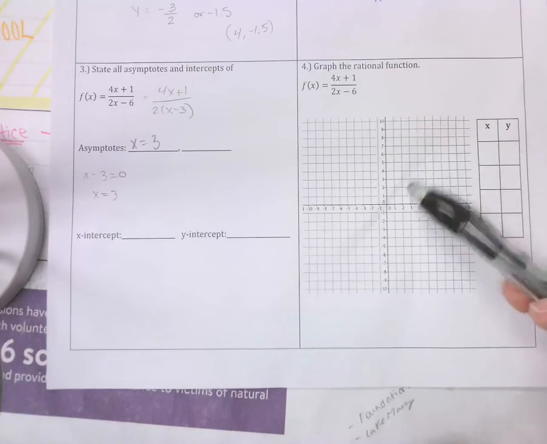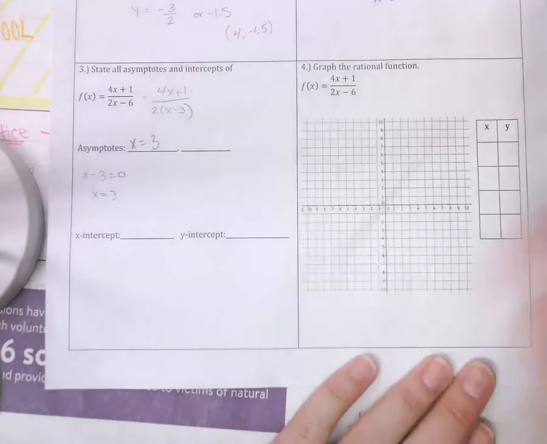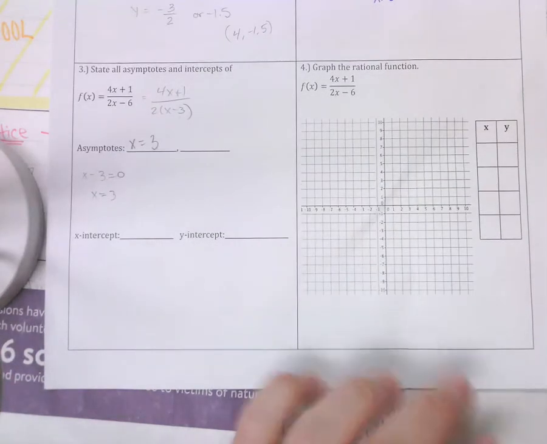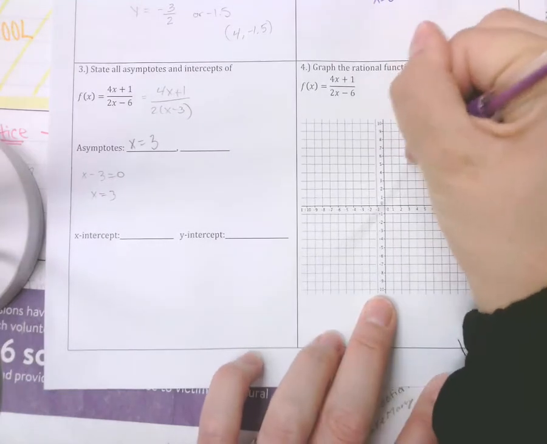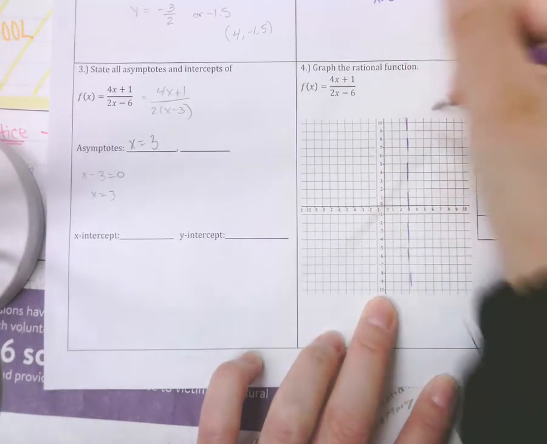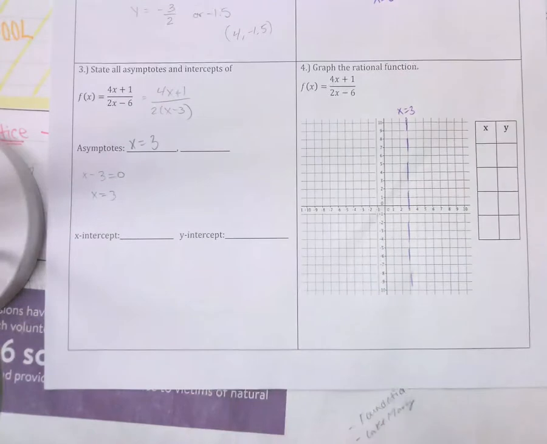If you look over to number 4, it's the graph of that. So as you find things, graph them. So I'm going to graph my vertical asymptote, x equals 3, since I found it.